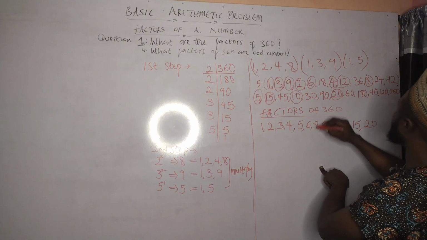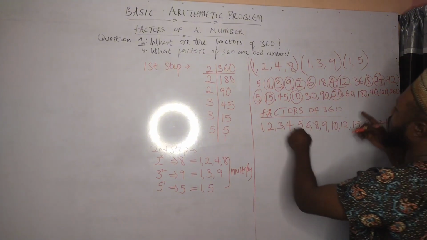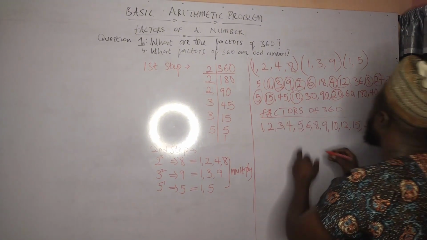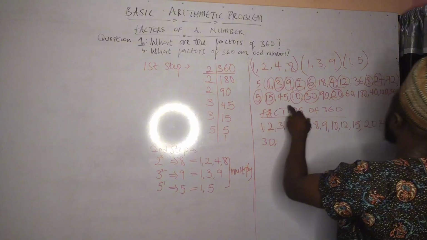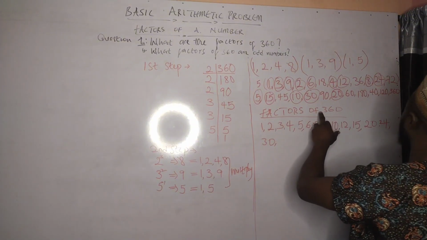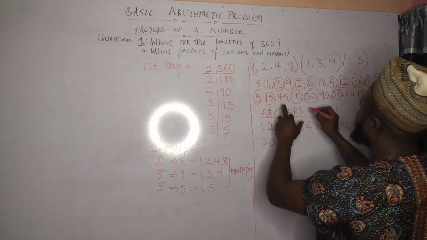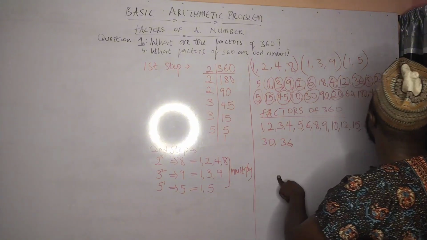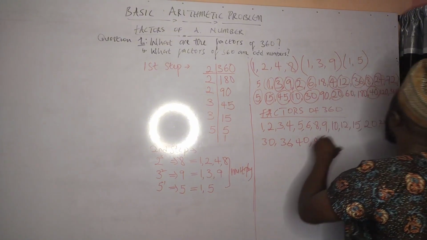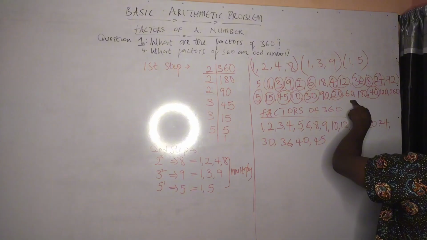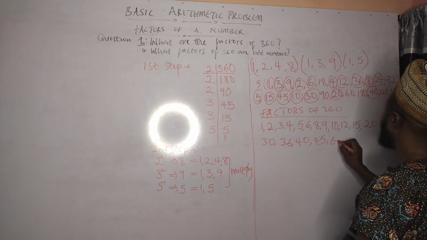We have 24. After 24, we have 30, right? We have 30. What else? 36. Is that the next? 36. We have 45. No, we have 40. 40 and 45. After 40 and 45, we have 60.